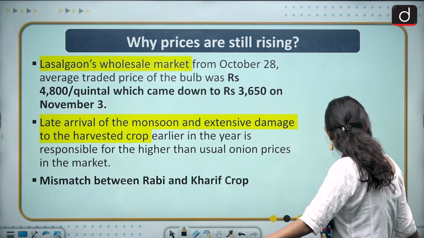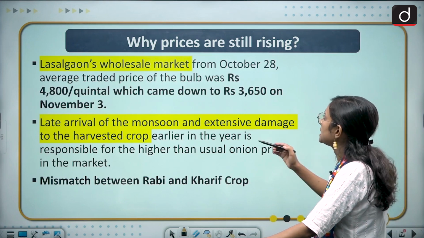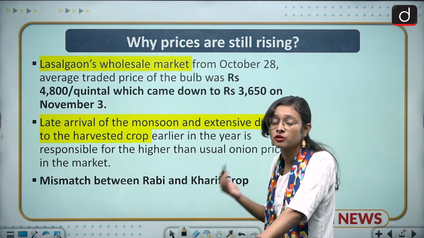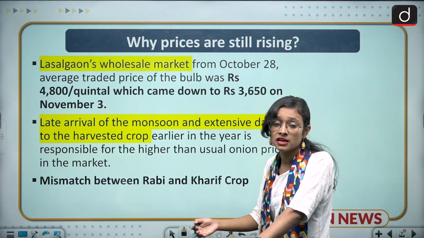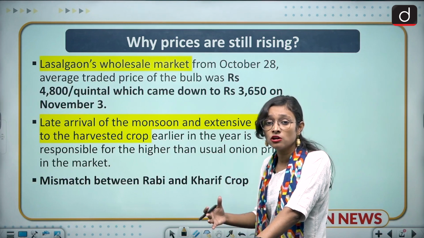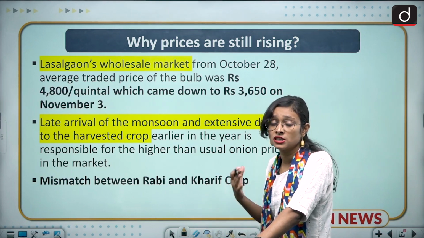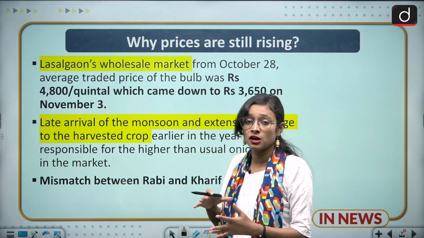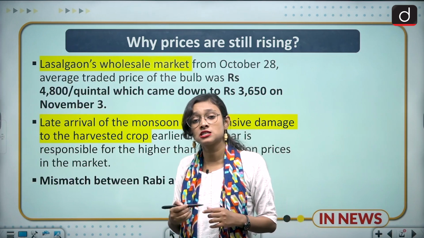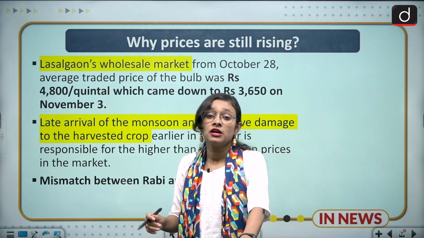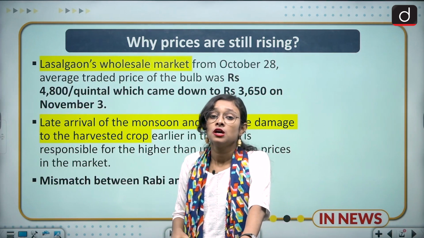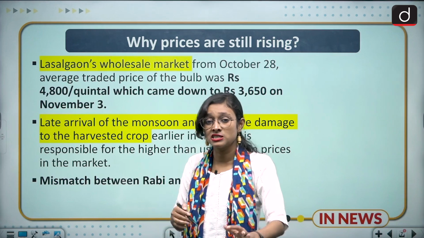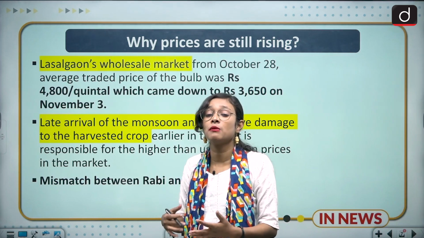Moving towards another slide: why are prices still rising? It means that the Government of India has taken various initiatives like buffer stocks and high export prices, and despite all these initiatives, why is there a rise in onion prices? The first reason is that Lasalgaon is a wholesale market for onion, and it is the largest market for onion, and it also sets the prices of onion. So what was the impact of the government initiative on all this? Does it have an actual impact on the market or not?